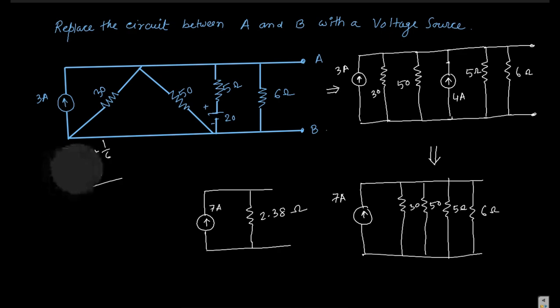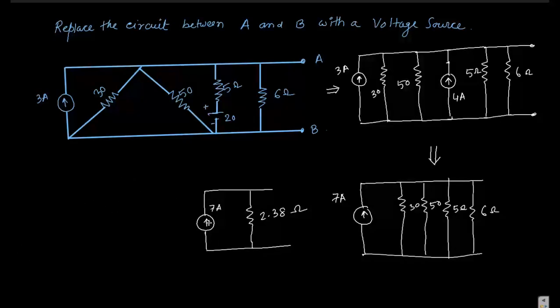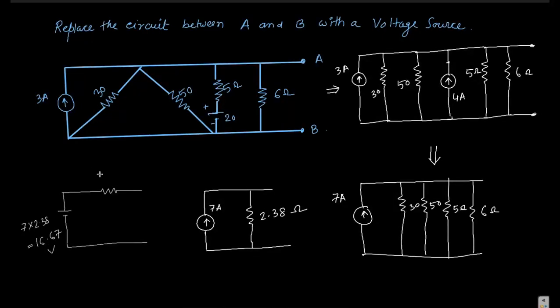So now you can convert this current source into the equivalent voltage source. So I into R is equal to V. The magnitude of the voltage source becomes 7 into 2.38, that is 16.67 volt, and the resistance would be constant, that is 2.38 ohm. So this is the exact equivalent circuit of this complicated one. Okay, did you get it?